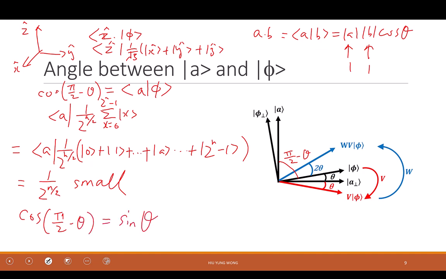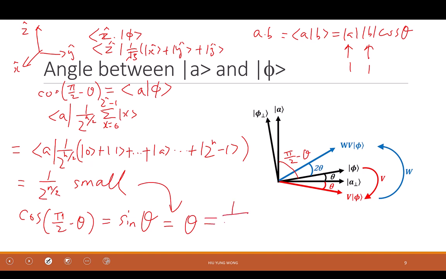It is just sine theta. It doesn't need to be small, right? Cosine of pi over 2 minus theta is just sine theta. This is just the trigonometric equation. But when theta is very small, sine theta equals what? Theta. You can try your calculator, sine 0.0001 should be 0.0001 and then some zeros. So this is theta. So now we get theta.